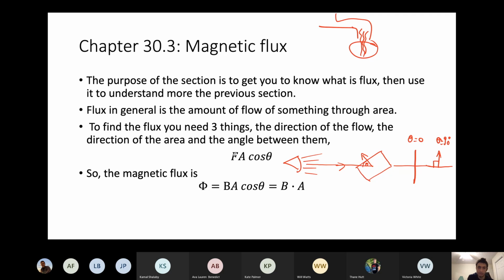F is the flow of whatever, and A is your area. So the magnetic flux, denoted by this symbol, is your magnetic field multiplied by the area it's going through, and the cosine of the angle between them.